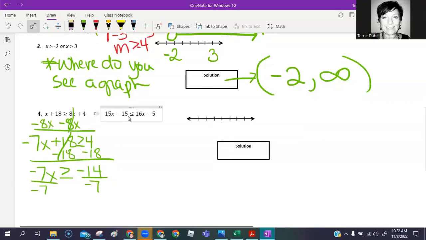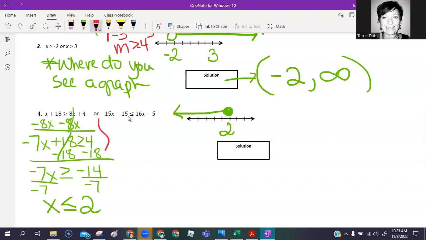I divided by a negative. So since I divide by a negative, I have got to flip my sign. So at 2, I have a closed circle, and it says everything of x is less than 2.